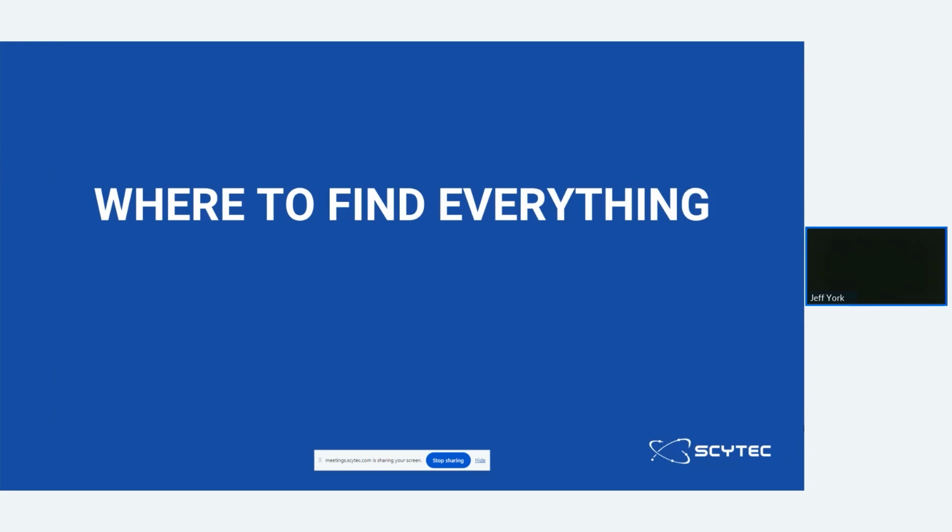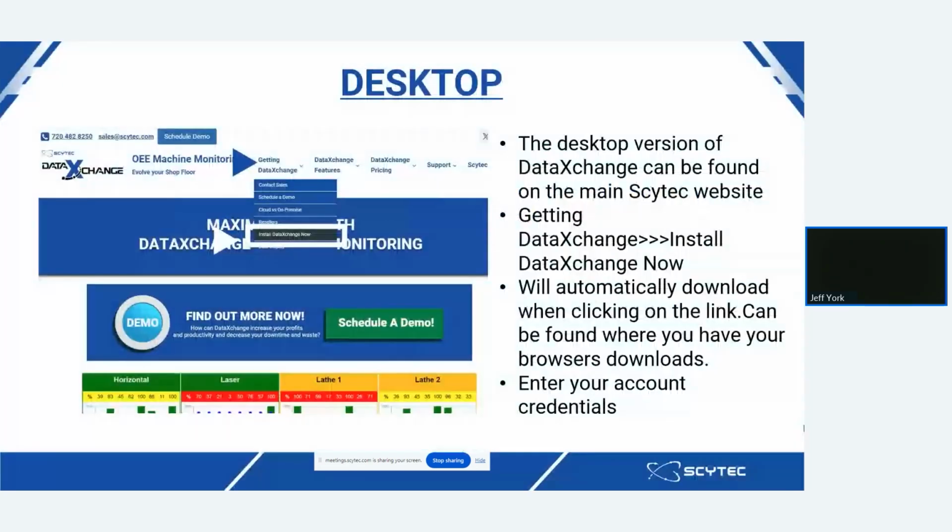Now, next what I'm going to discuss is where you can find everything in terms of downloads. The desktop version of DataXchange, the easiest way to find that is on the main Scytec.com website. At the very top left, you can see the Getting DataXchange tab. At the bottom of that is the Install DataXchange Now, which will be sent to wherever you have your browser downloads located. From there, if you click on that Install DataXchange Now, it will download automatically, and you can then enter in your account and credentials and access DataXchange.